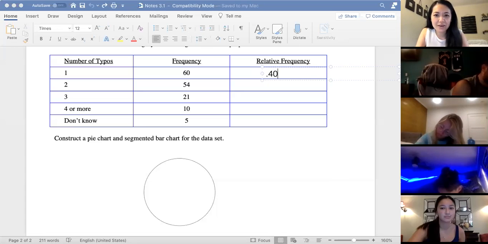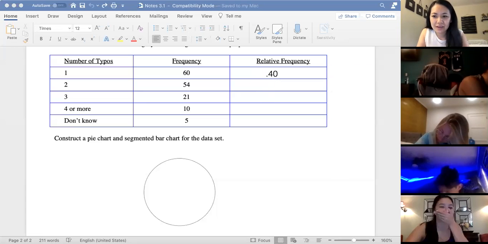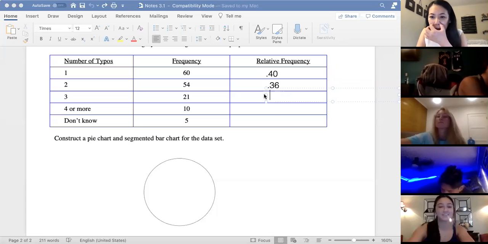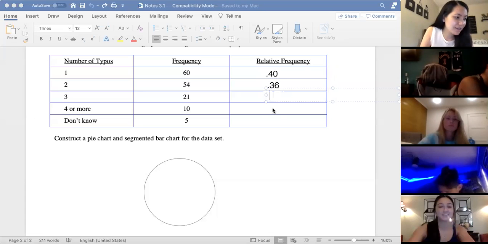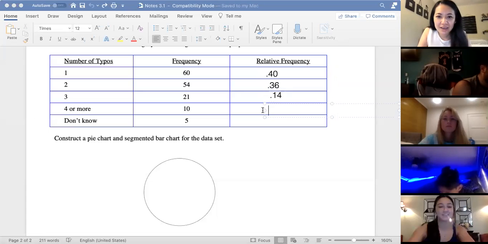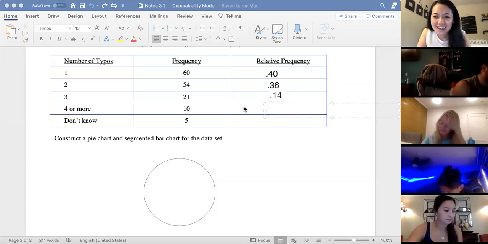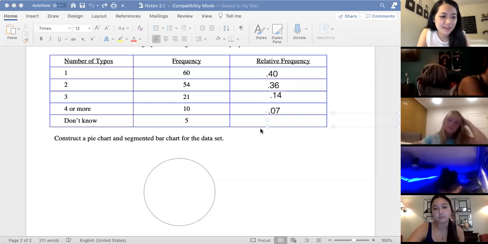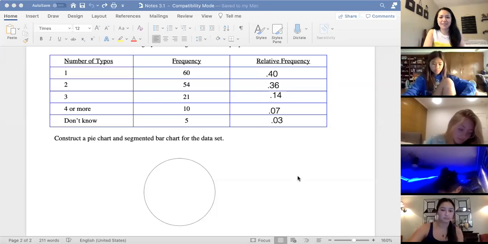All right, thank you. I had the second one and got 36%. 36%, awesome. I had the third one and I got 0.14. 0.14, got it. Okay, sorry, next one. I got 7%. 7%, awesome, thank you. And then the last one. 3%. 3%, perfect, good job, guys.